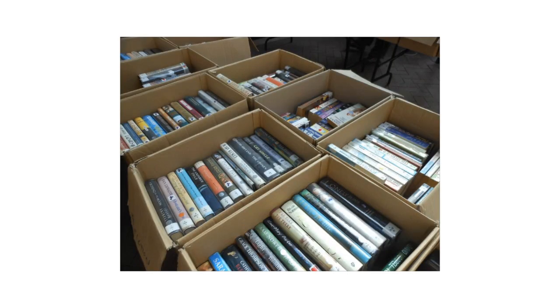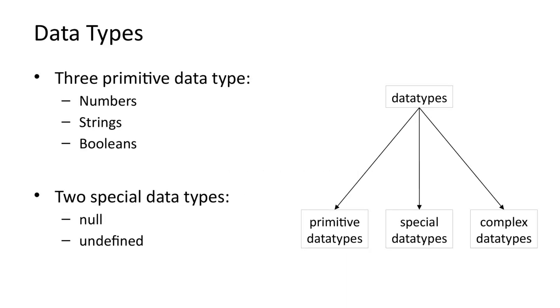In this video, we will get an understanding of what is meant by the term data structure. Recall that up to now, we have mainly been working with three data types. They are numbers, strings, and booleans. These are all called primitive data types. We have also come across a couple of special data types, called null and undefined.